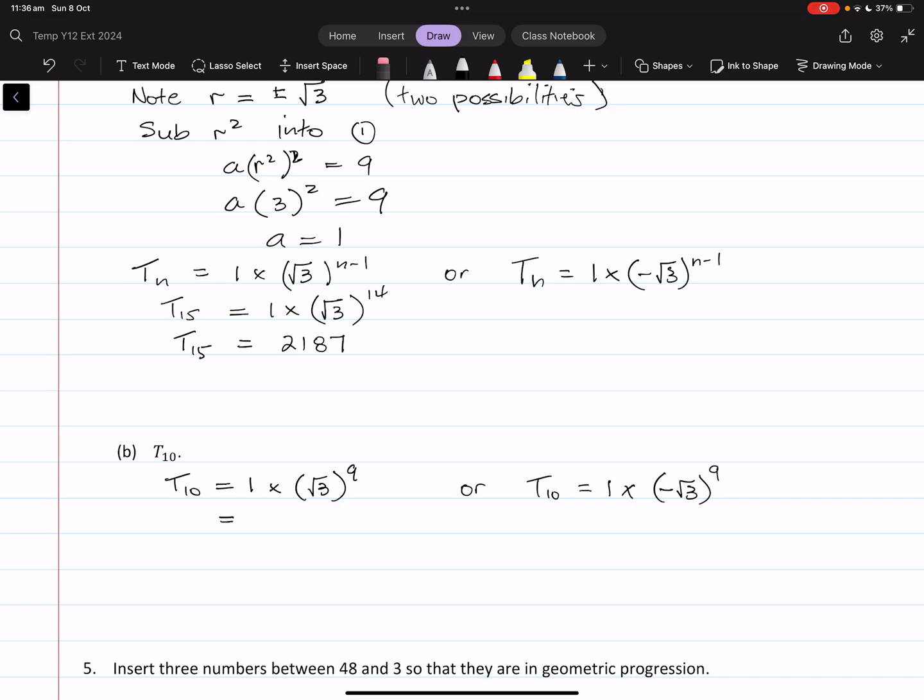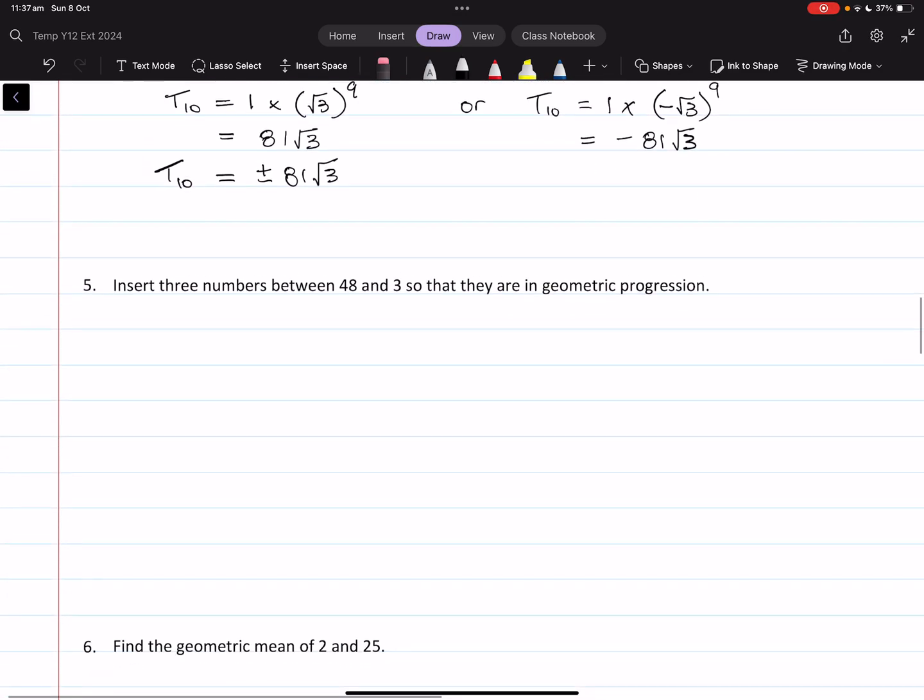So if the r value was positive, we would get root 3, that one's going to come out to be 81 root 3 if you simplify that. Or this one is going to be minus 81 root 3 when you simplify that. And so what we can say is that term 10 is either equal to plus or minus 81 root 3. It really depends on whether r is positive or negative, and in this case it is unknown, so we need to allow for it being both, one or the other there.